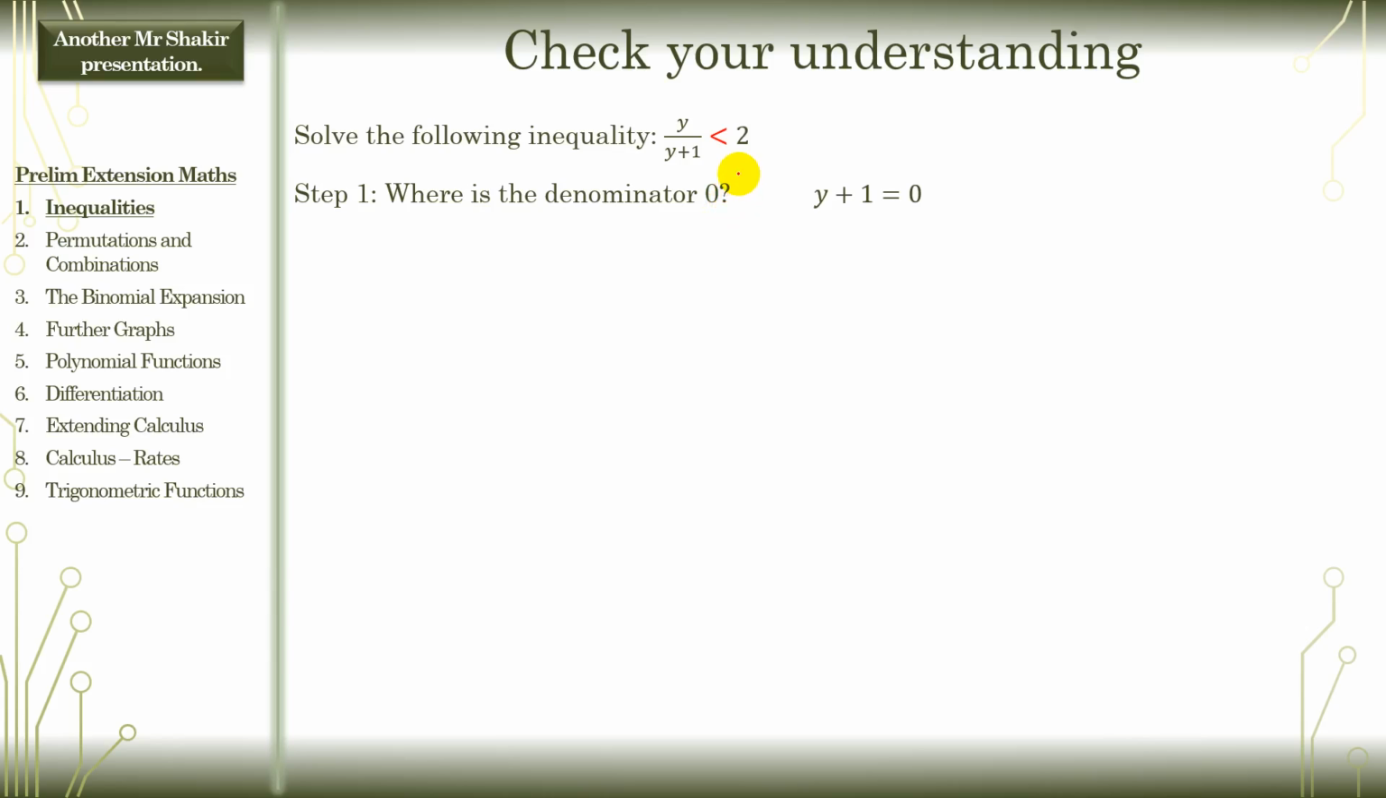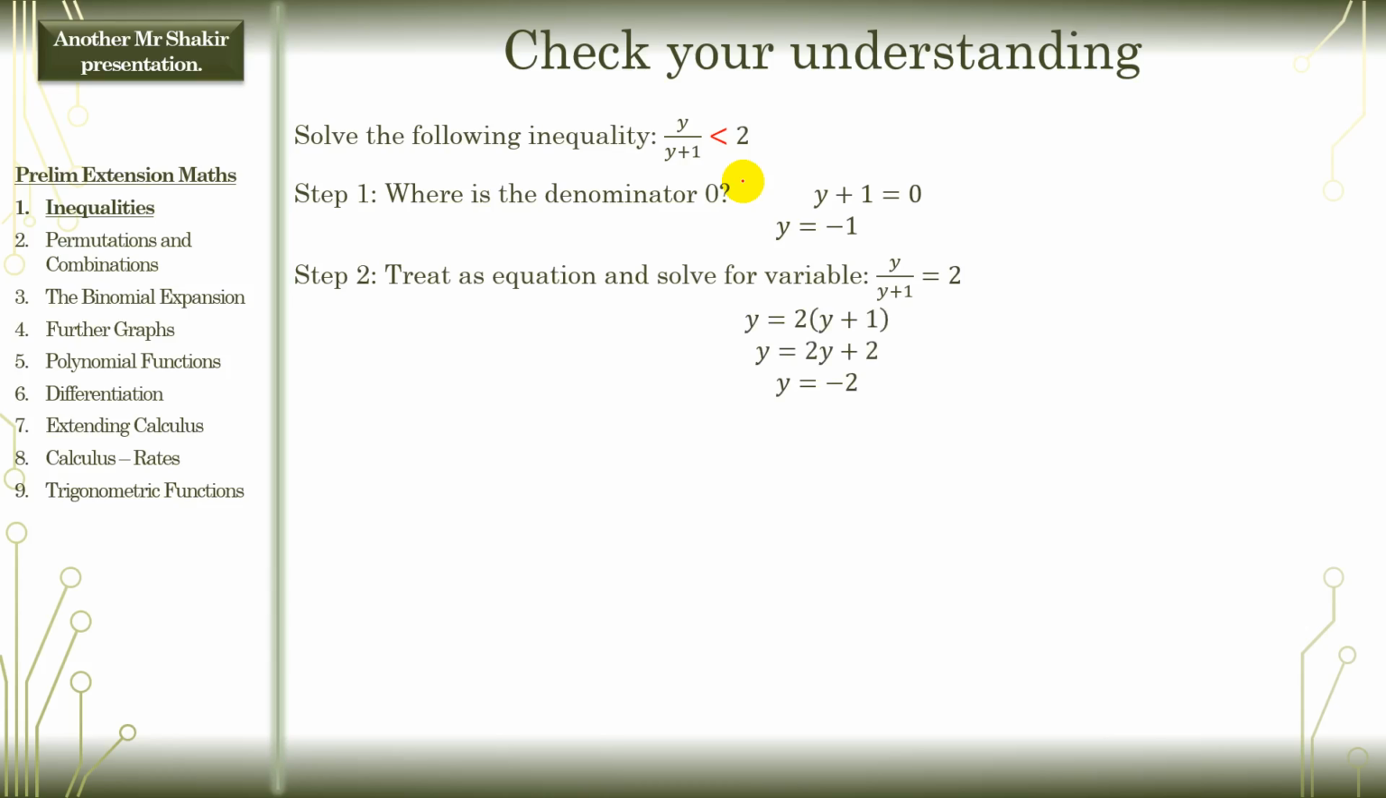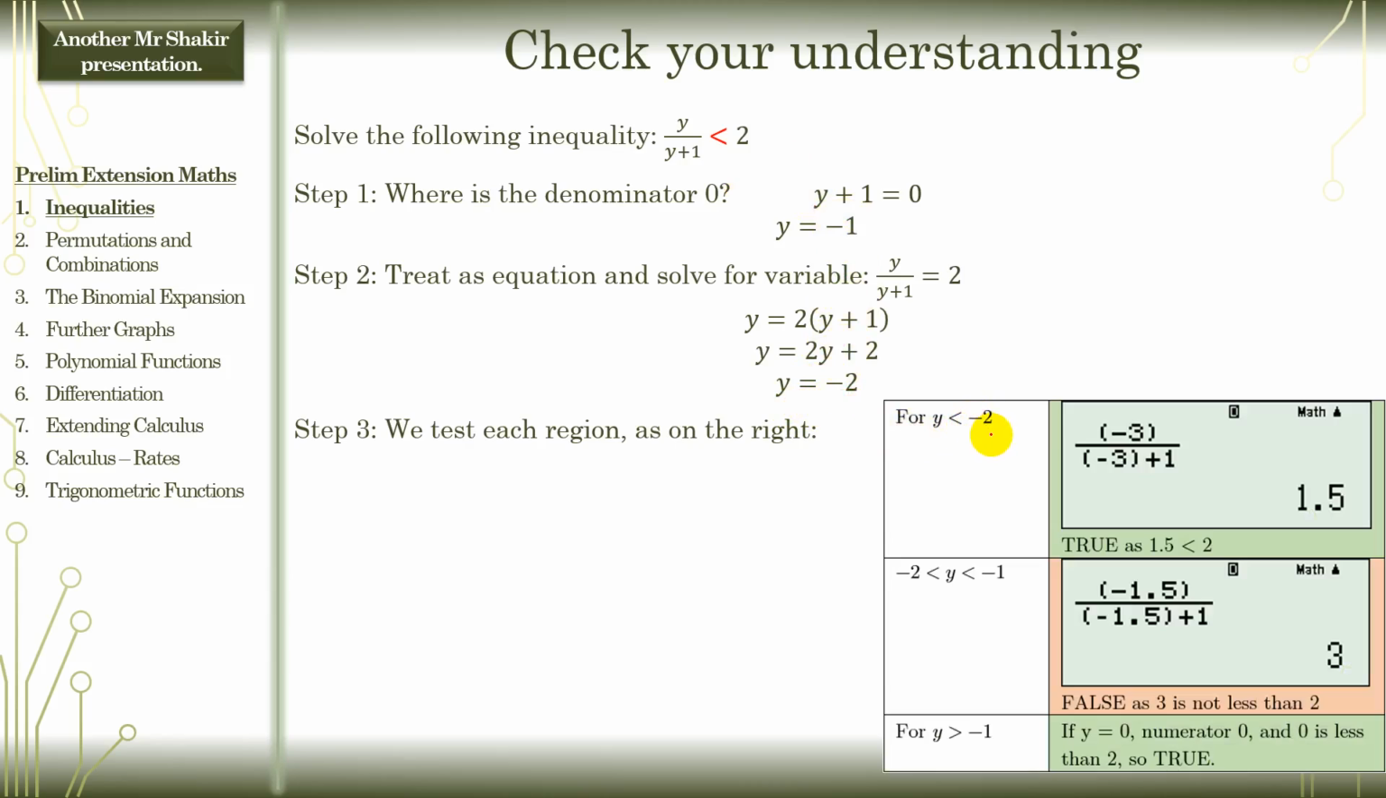So first step, where is the denominator equal to 0? It's always the same thing. It's just a procedure and it never changes. It's very straightforward. You just have to learn the procedure. Just follow the procedure, you get your answer. There's not a lot of thinking involved. Alright, so y plus 1, y is equal to -1. Treat it as an equation to solve for the variable. y plus 1 goes to the other side. Expand the bracket, solve for y. y is equal to -2. We have a second critical point. So y is -1 and y is -2. These are our two critical points. We have 3 regions. Test each region. y is less than -2.